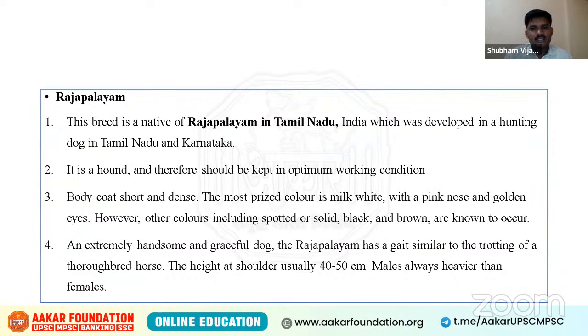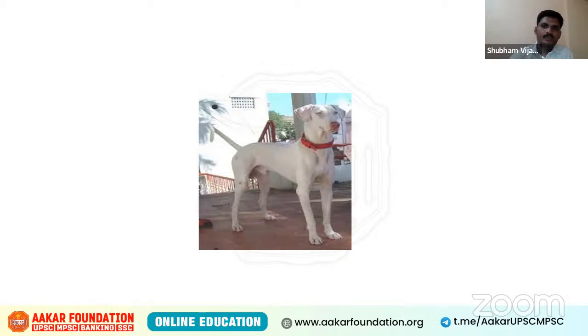This Rajapalayam can occur in these three, four forms, but mostly the prized and special typical Rajapalayam breed is of white, meaning milky white color. An extremely handsome and graceful dog this Rajapalayam is, and has a gait similar to the trotting of a thoroughbred horse, meaning the horse trot or the gait of this dog looks the same. Height would be 40 to 50 centimeters, and as in other dogs, here also the male dogs are heavier than the females. This is the Rajapalayam dog breed. Milky white is the precious one.